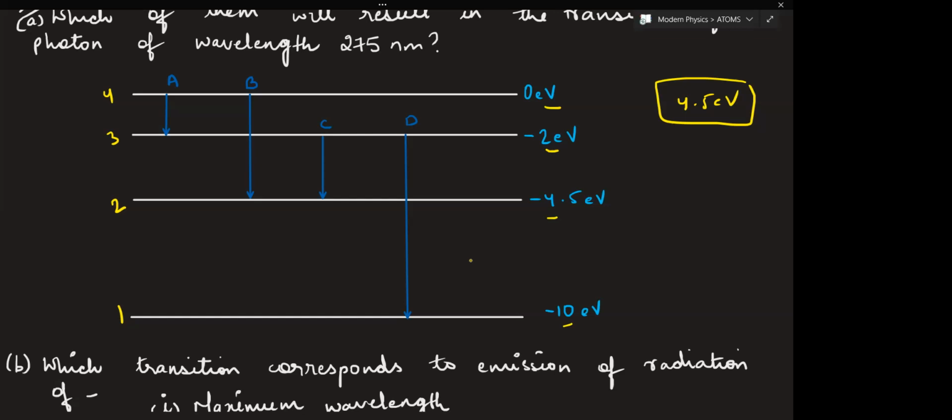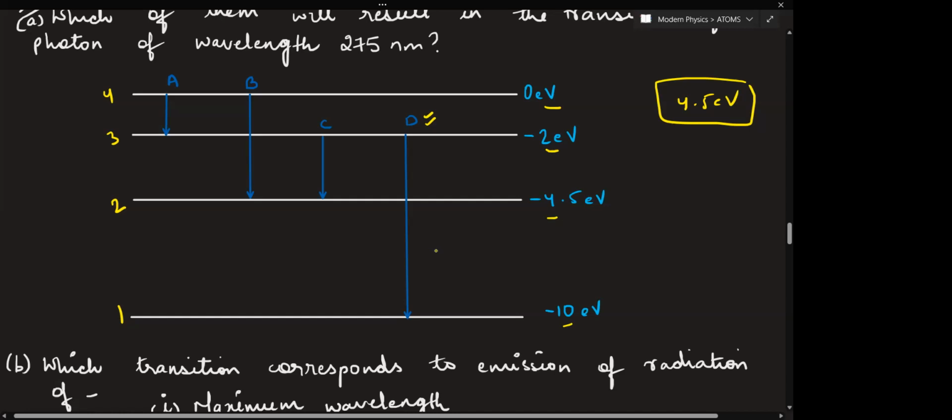Ma'am, from n is equal to 3 to n is equal to 1. No, just look at all these energy values that are given. If you look at the magnitude, which one is greater? 10 electron volt will be greater. We have calculated the rest of them. So if you consider this transition, that is transition D, for transition D the energy emission is maximum. So if energy emission is maximum, then what kind of wavelength will we be getting? Minimum wavelength.